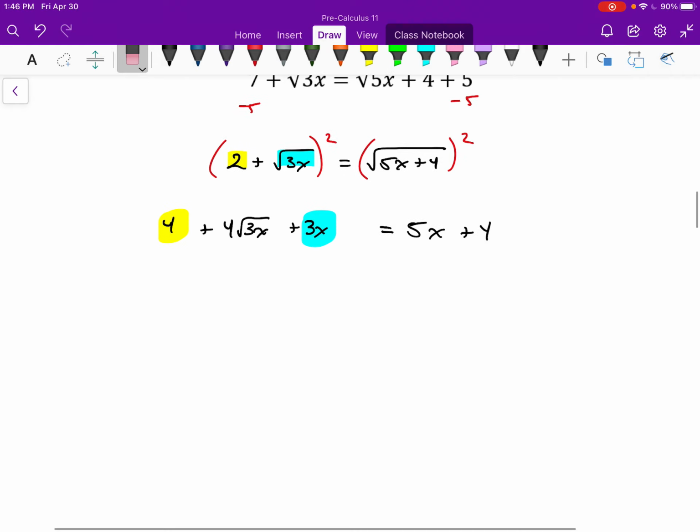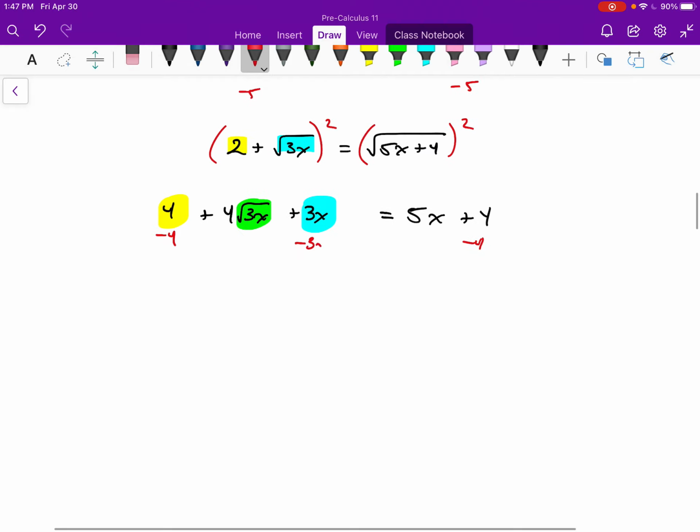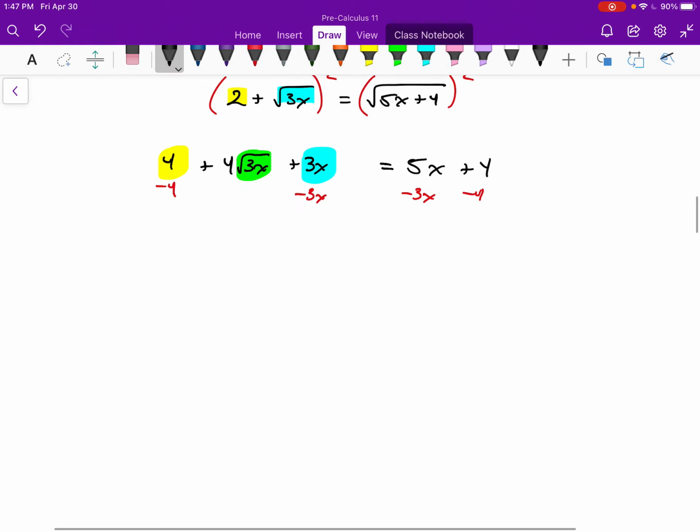Because again, it's building on things we've done well before this lesson. Now, I still have an x inside a radical. I still have root x right here inside a radical. Let me clean some stuff up first. For example, I subtract 4 from both sides. Both those are gone. And I also have x's on both sides. I'm going to get rid of one of them. I'm going to subtract 3x from both sides. So now it's cleaned up a bit. I have 4 times root 3x on one side and just 2x on the other. Okay, that's a lot nicer.